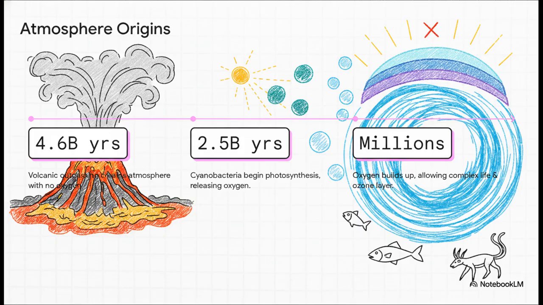The real game changer arrived 2.5 billion years ago, when these tiny organisms called cyanobacteria basically figured out photosynthesis. They took in sunlight and carbon dioxide and started releasing oxygen as a waste product. Over millions of years, that oxygen built up, which eventually allowed complex animals to evolve. And crucially, it formed the ozone layer, which acts as our planet's ultimate protective sunblock against harmful UV rays.